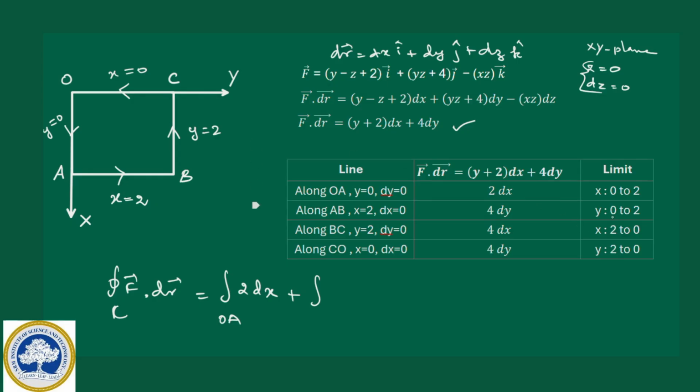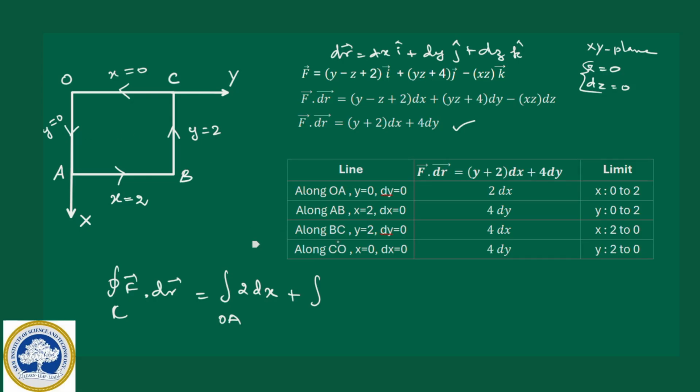So we can mention the limit varies from 0 to 2. Similarly, for the line OA it is also the same. For OA, it is from x equal to 0 to x equal to 2. See the direction from O to A. So x varies from 0 to 2. For A to B, y varies from 0 to 2.